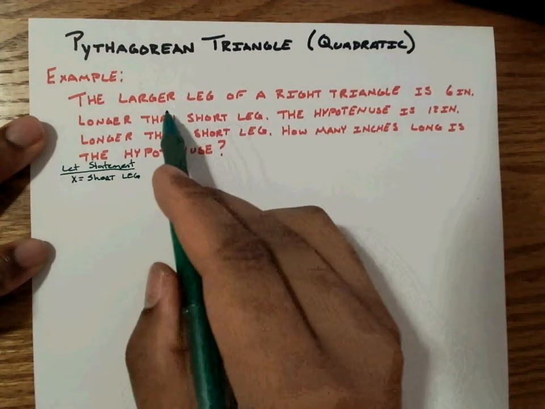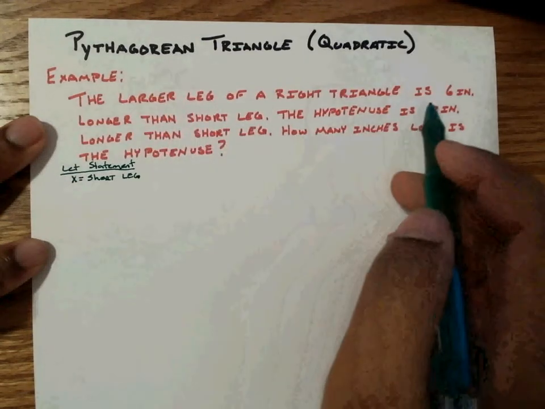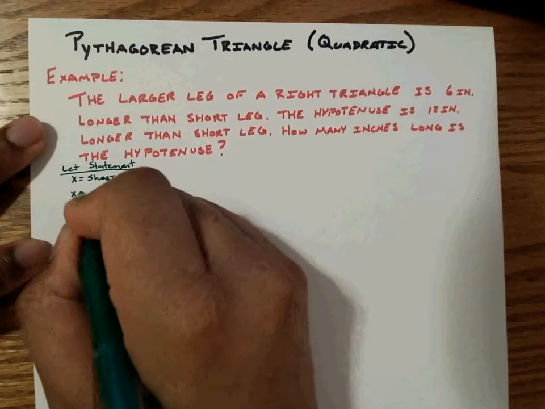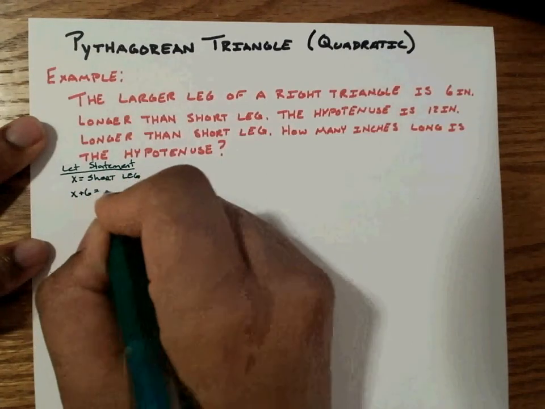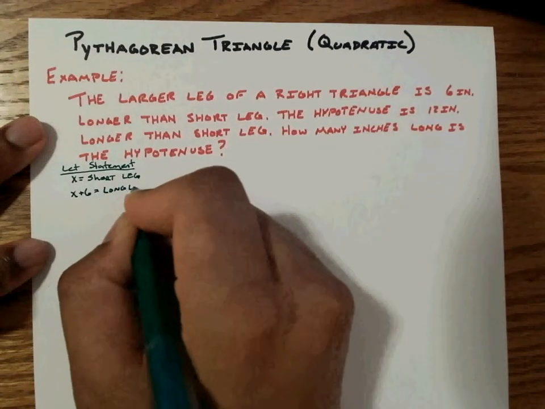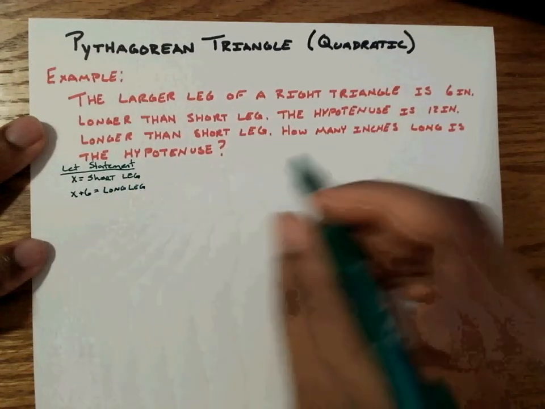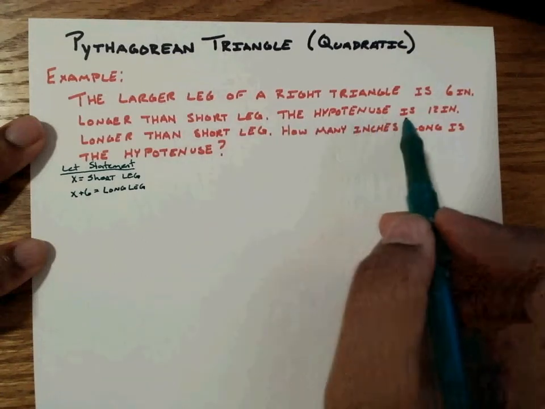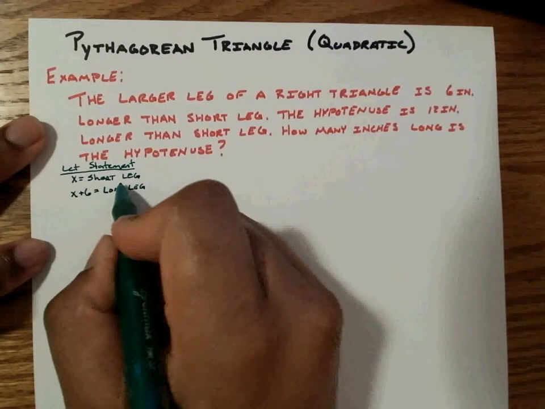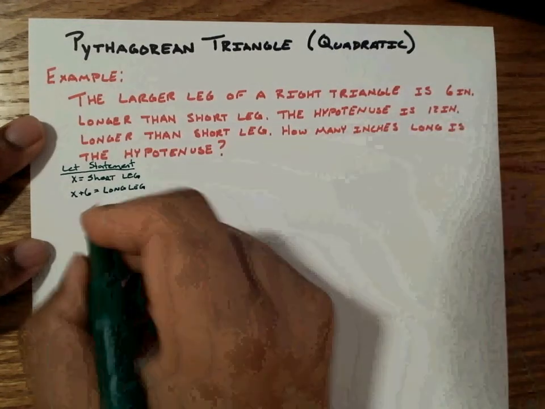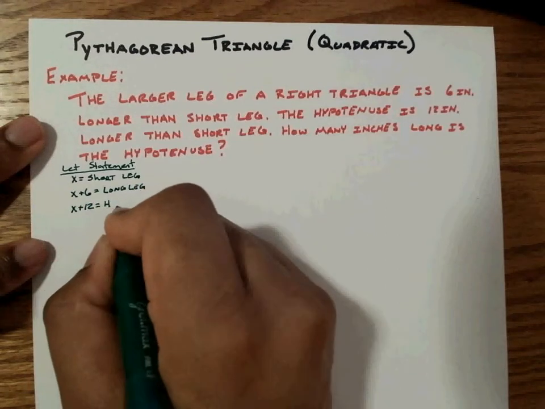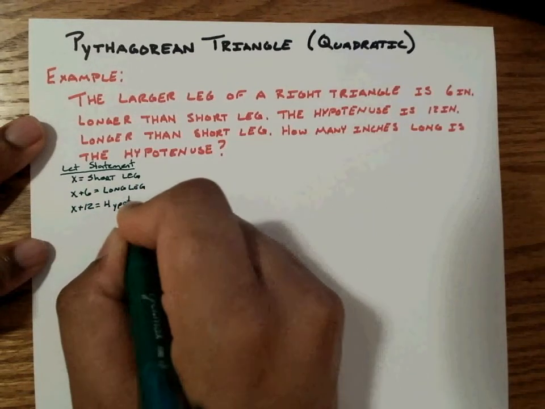It says the larger leg is 6 inches longer than the short leg. So whatever the short leg is, plus 6 is going to be the larger leg. I'm just going to call it long leg. And then it also says the hypotenuse is 12 inches longer than the short leg. So it's the short leg plus 12. So we have X plus 12 is our hypotenuse.